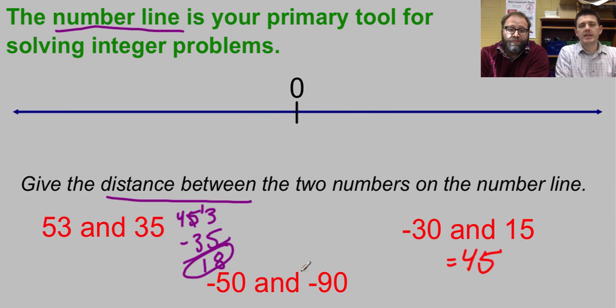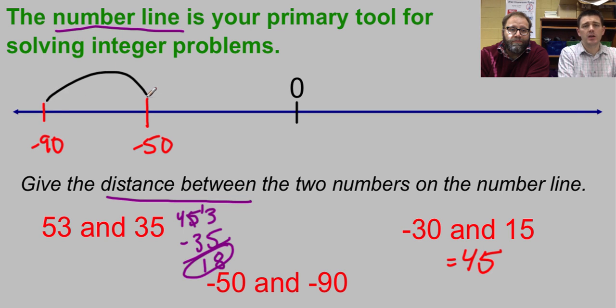Our last one is negative 50 and negative 90. These are both going to be on the left side of our line, the negative side. So let's say negative 50 is here, negative 90 is here. And again, we're just trying to find the distance from one number to the next.